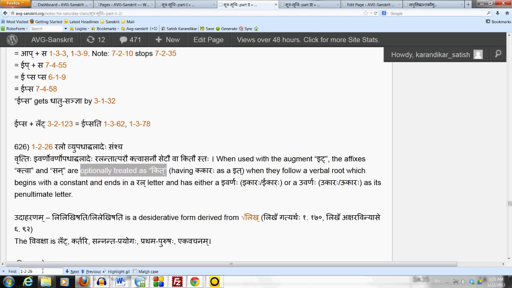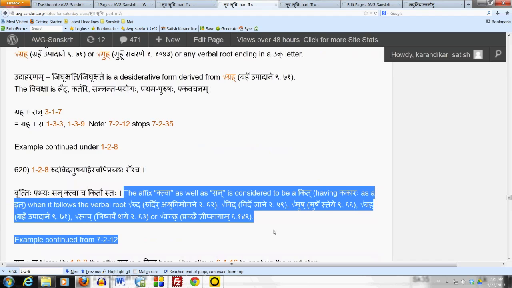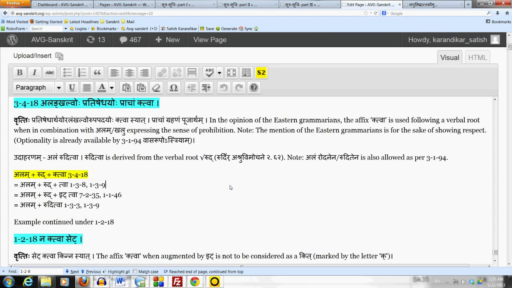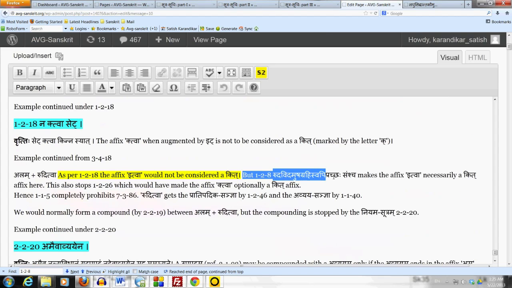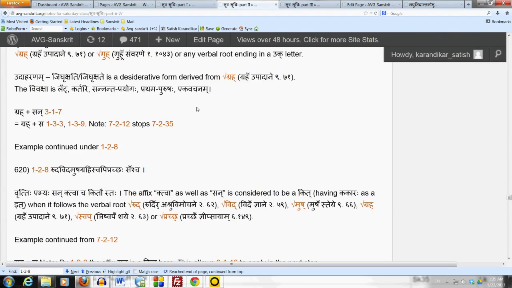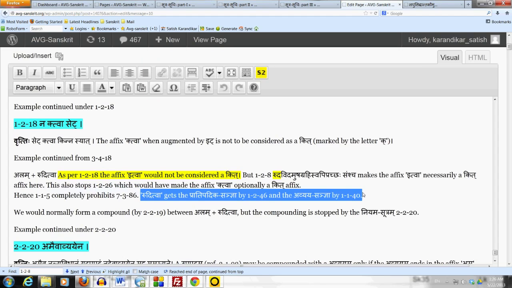But 1.2.8 insists that no matter what, when the affix ktva or san follows one of the verbal roots mentioned in 1.2.8, which includes the verbal root rud, that affix ktva or san is always a kit. So 1.2.8 stops the prohibition of 1.2.18. It also stops the optionality of 1.2.26. So after all this, what we have is that the affix itva remains a kit as per 1.2.8 rudavida mushagrahi svapi prachhah sanscha. So then this allows 1.1.5 kniti ca to completely prohibit 7.3.86 pugantalaghupadhasya ca, and we do not get any guna. So the final form is ruditva.